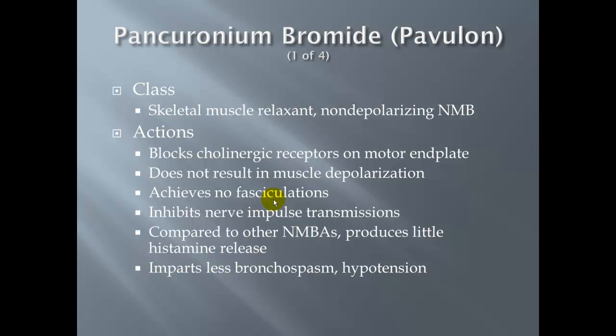Pancuronium bromide, or Pavulon. Class on this is going to be skeletal muscle relaxant or neuromuscular blocking agent. Blocks cholinergic receptor sites on the motor end plate, does not result in muscle depolarization, achieves no fasciculations. This is also going to be a neuromuscular blocking agent, non-depolarizing. Compared to other neuromuscular blocking agents, provides very little histamine release, which means that we're not going to get a lot of vasodilation out of this. Imparts less bronchospasm and hypotension.